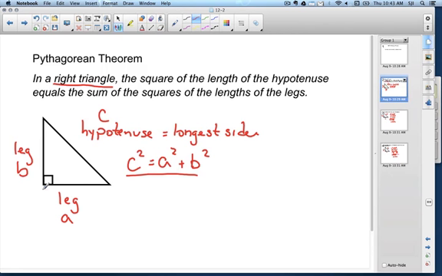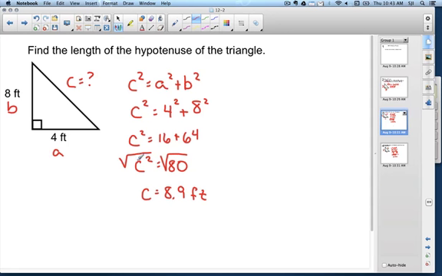You take the information that's given to you in the problem or the picture and you substitute it into the equation and you solve. And when you get down to the end, in order to unsquare something, you have to find its square root.